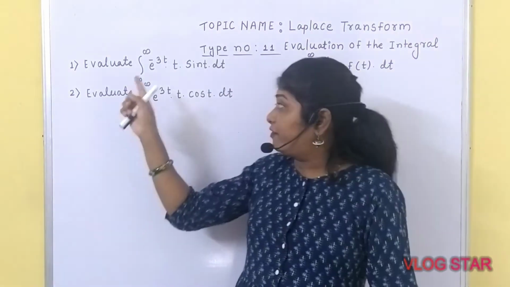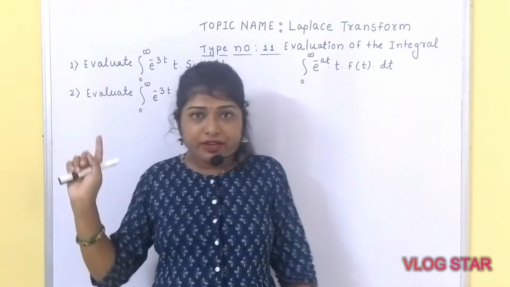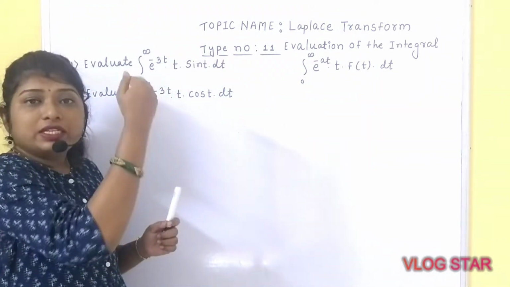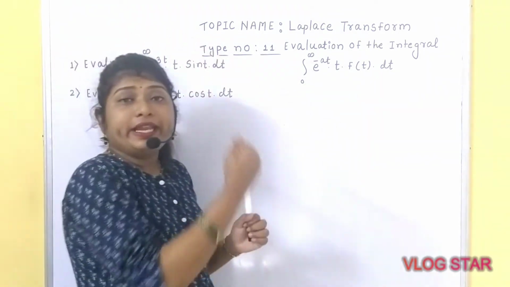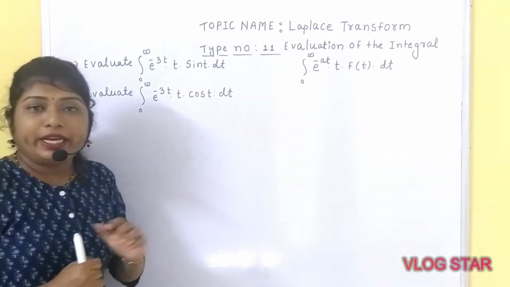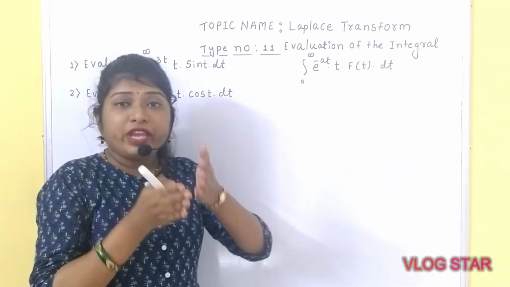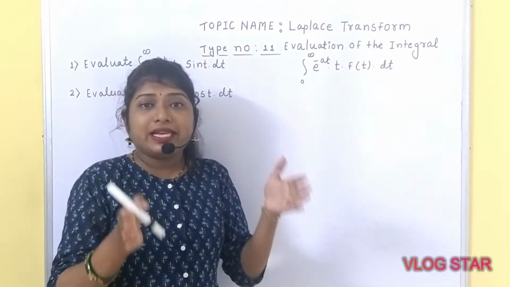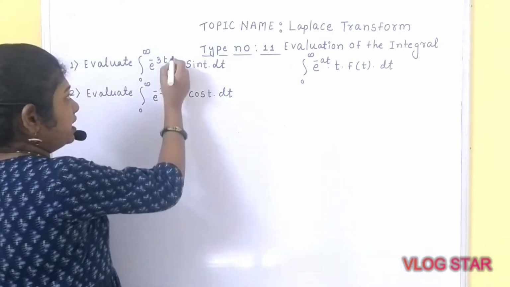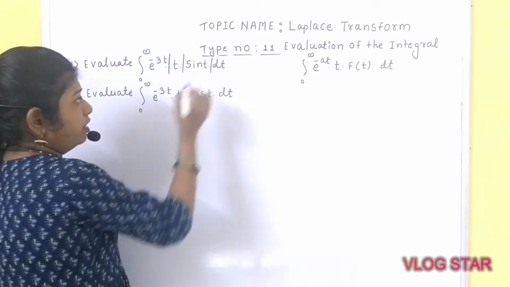So let's consider the first example to understand type number 11. What is given? We have to evaluate the integration of 0 to infinity e raised to minus 3t into t into sin t into dt. As I said, we have to divide the given example into three different parts. So let's consider this is the first part, second part and third part.